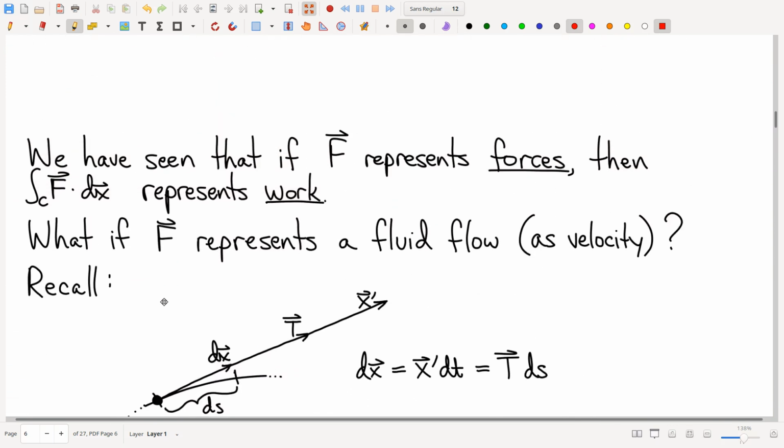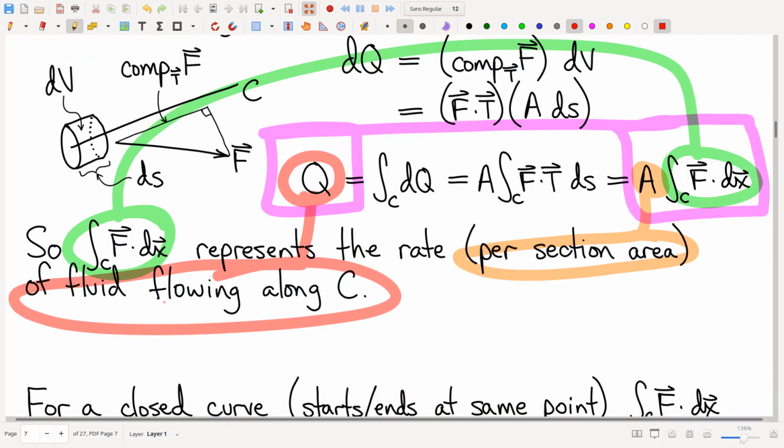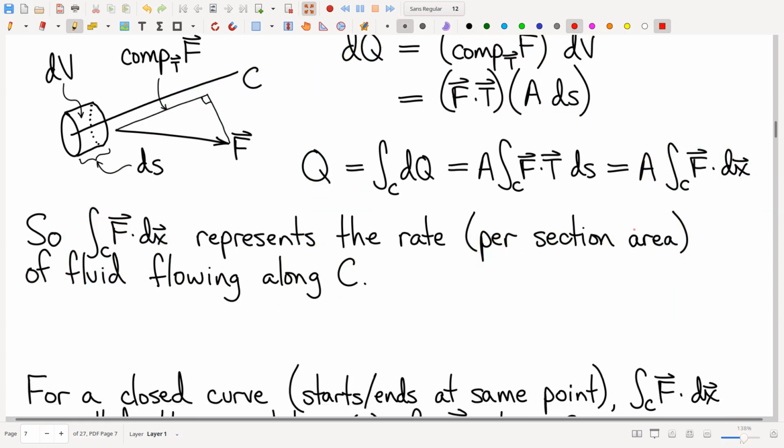Our question back here is, what in the world is a vector line integral if we're talking about fluid flows? And the answer, again, right here, is that it represents how much the fluid is flowing along the curve. Everybody all right? Okay. So here's a couple of examples to look at.